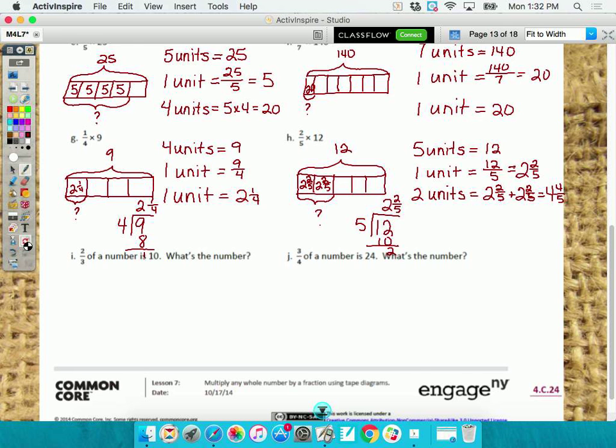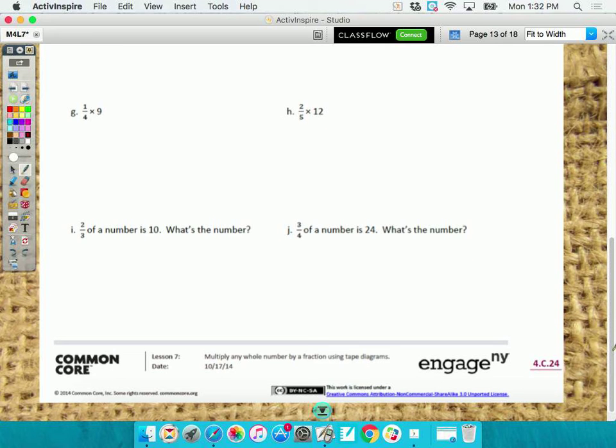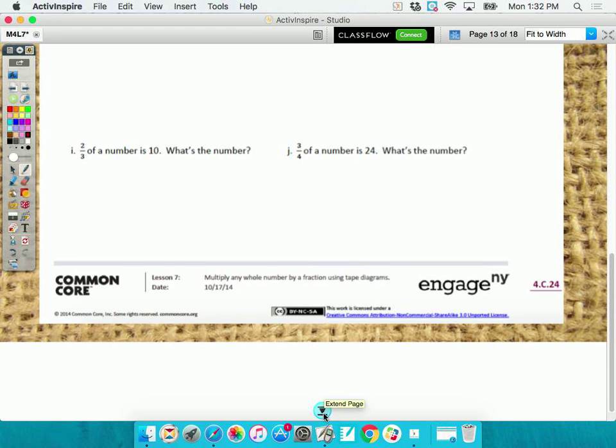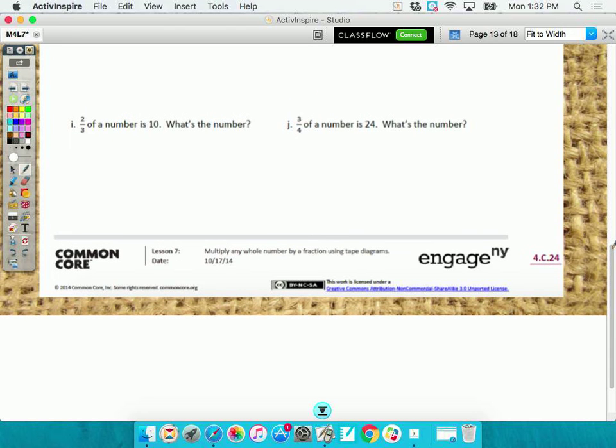Let's take a look at the problems at the very bottom of the page. How are they different from the ones we've been doing up to this point? I'm going to scroll just a little bit. They do have words. What else is different? Yeah, it's asking what is the number. When it asks what is the number, that means what is the total.